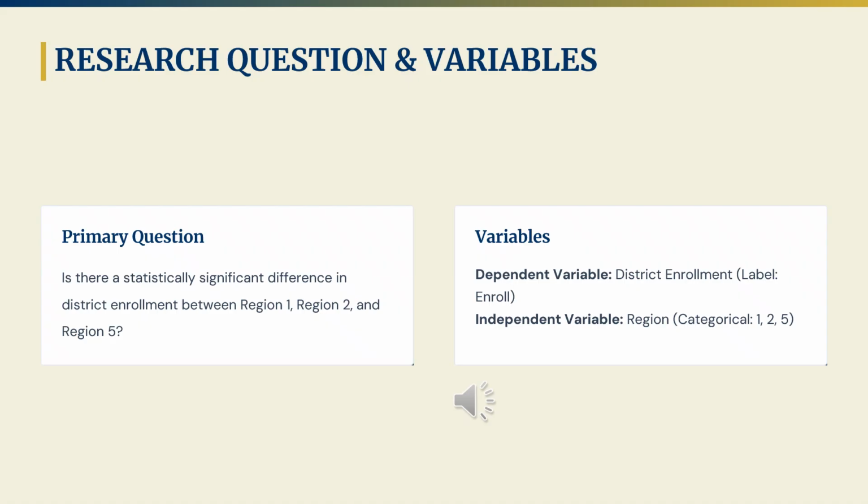In slide 2, I will be explaining the research question and variables. The research question for this analysis is whether there is a statistically significant difference in district enrollment between Region 1, Region 2, and Region 5. The dependent variable in this analysis is the district enrollment, labeled as enrollment in the data set. The independent variable is the region, which is a categorical variable. Although the data set contains 5 regions, only 3 regions were included in this analysis as required by the assignment instructions.